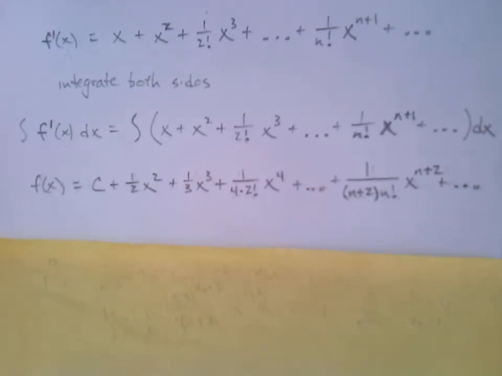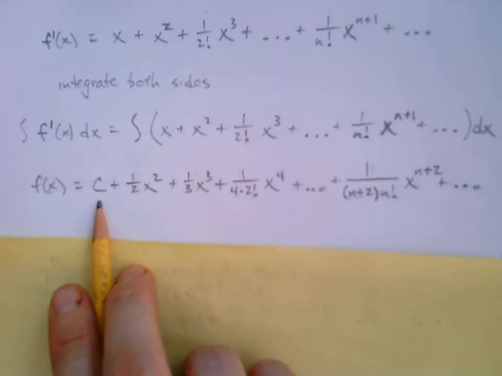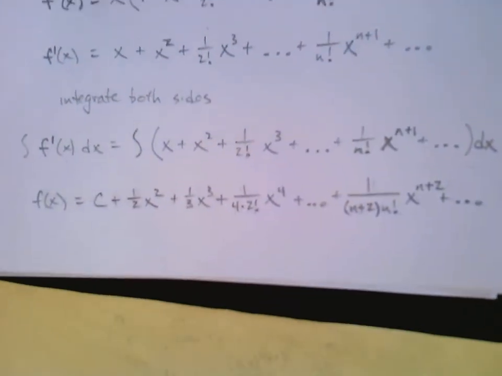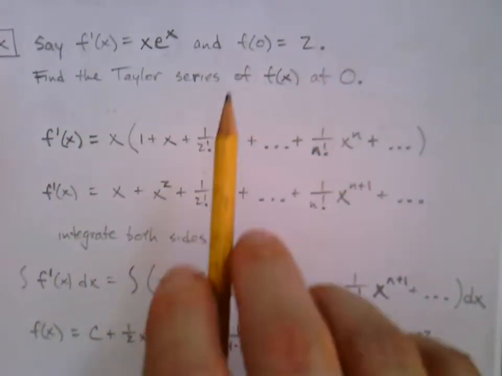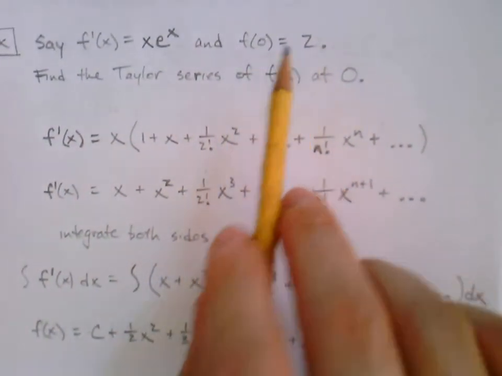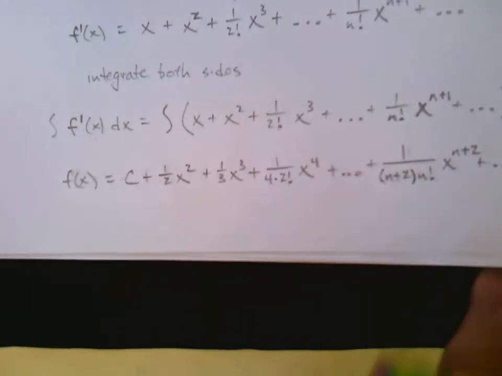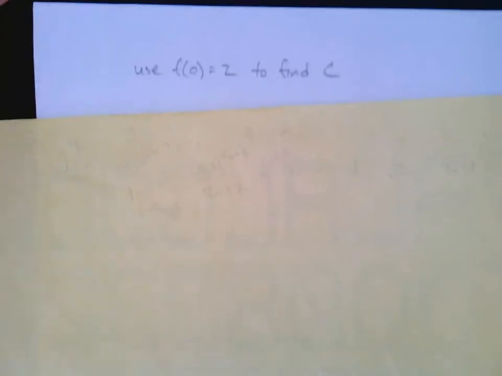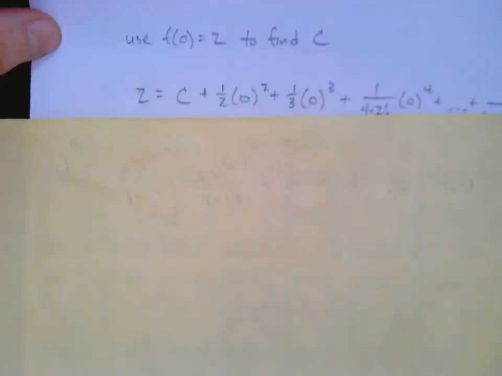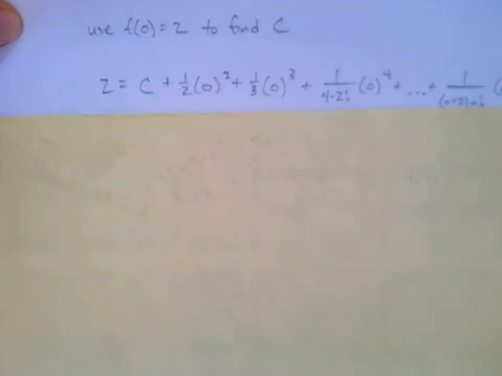All right. We're not quite done though, because we're going to find the value of c. So they told us that f of 0 equals 2. We're going to use that to find the c. Very much like in the differential equations, right? Use f of 0 to find c. F of 0 equals 2.